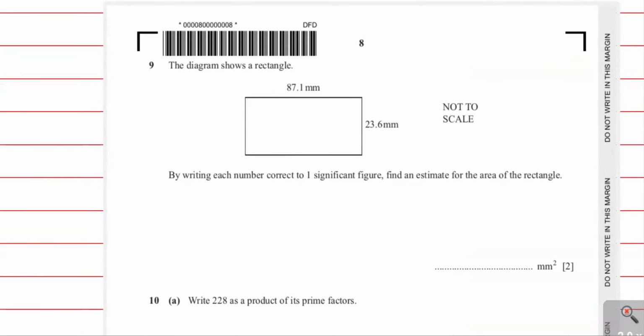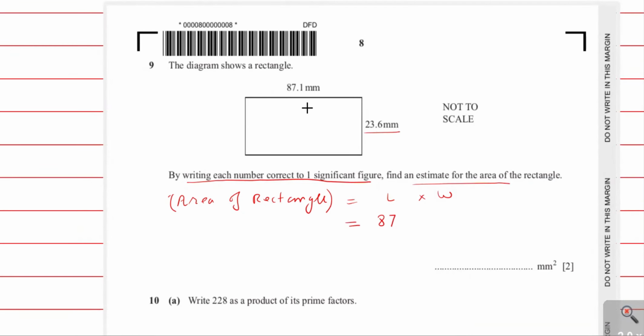Question 9, the diagram shows a rectangle. By writing each number correct to one significant figure, estimate the area of the rectangle. Look here, area of rectangle equals length multiplied by width. We have to calculate the estimated area. We have to take the estimated value to one significant figure.